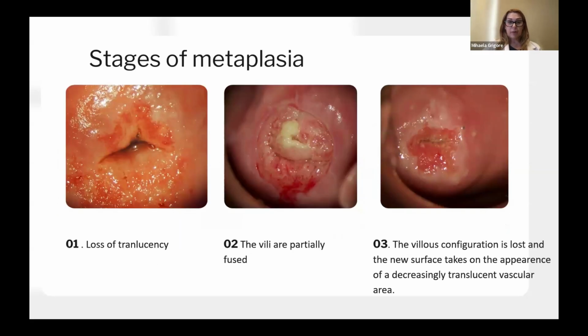Of course, in colposcopy, we have some specific images for these stages of the process of squamous metaplasia. First, we will see a loss of translucency of the villi, then the villi will fuse, and finally the villus configuration will be lost and a new surface will appear.